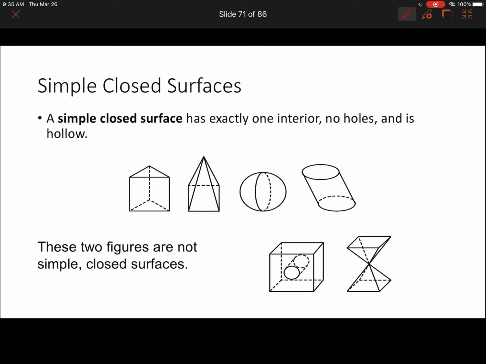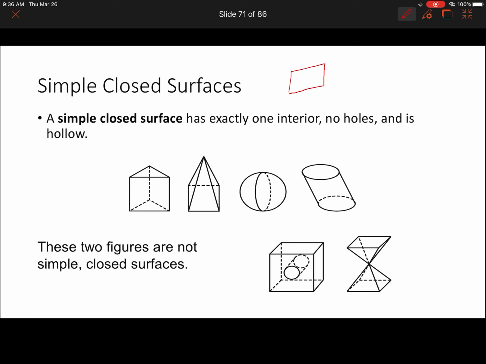And so the first kind that we're going to talk about is what we call a simple closed surface. So if you remember in previous sections here in chapter 11, we've talked about simple closed curves and shapes. For example, we would say that maybe that is a simple closed curve. That's a two-dimensional shape. Well, now we're going to get into talking about three-dimensional shapes. In our three-dimensional shapes, we refer to them as surfaces.